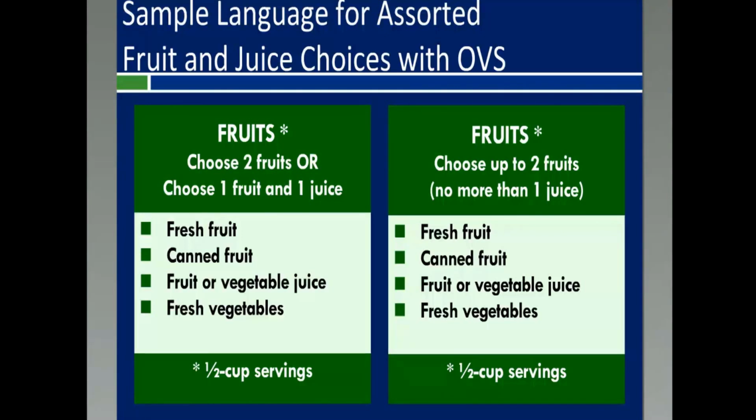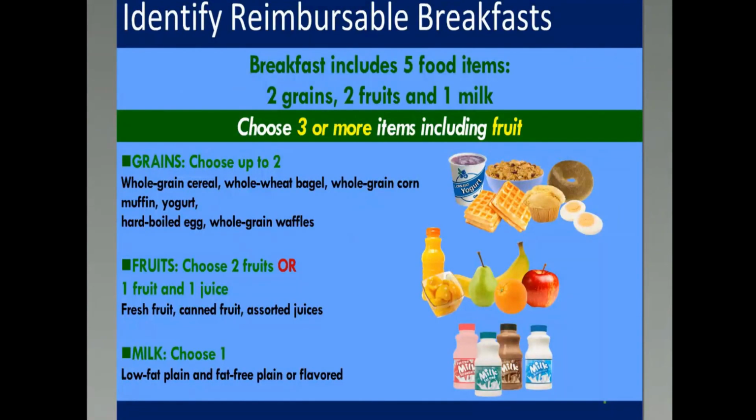On the right-hand side, you will see another way to indicate that students can only take 1 juice, saying choose up to 2 fruits, and then in parentheses it says no more than 1 juice, letting the students know that if they choose a juice, they may only choose 1 juice and no more than 1 juice. And again, showing that all fruits are in half-cup serving sizes.